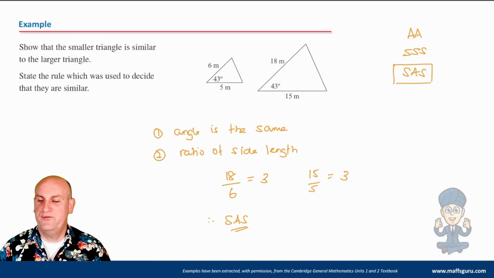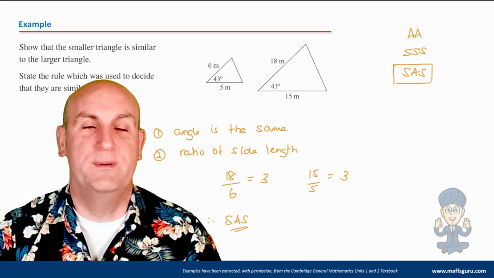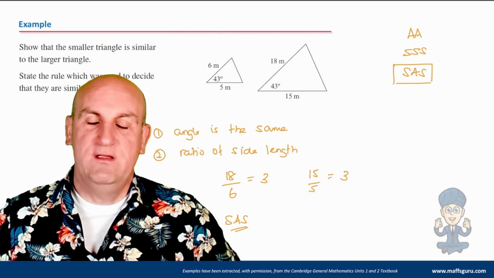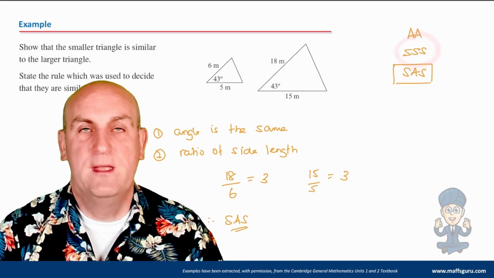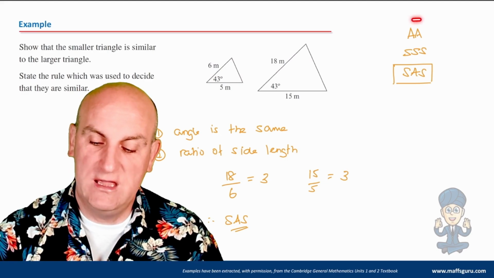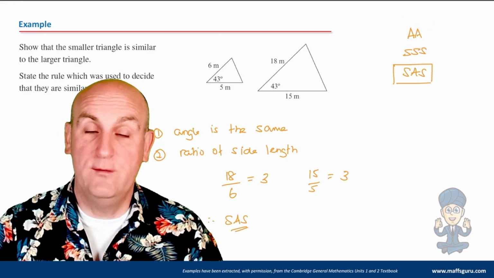Believe it or not, I've run out of examples, which worries me just a little bit. I could have maybe done a few more, but to be honest with you, they're very, very similar. If you have three sides given, then just check the ratios are all the same. If you've got two angles given, then basically you can just write down AA, and hopefully that's one of your exam questions.